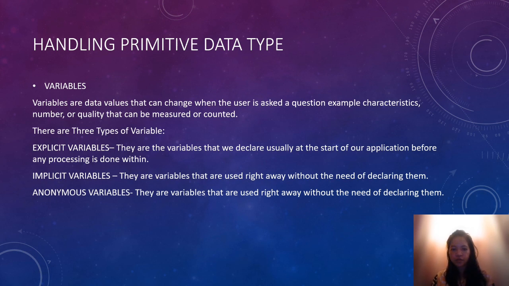There are 3 types of variables. First is the explicit variables. They are the variables that we declare usually at the start of our application before any processing is done. Next is implicit variables. They are variables that are used right away without the need of declaring them. And lastly, the anonymous variables, they are variables that are used right away without the need of declaring them.